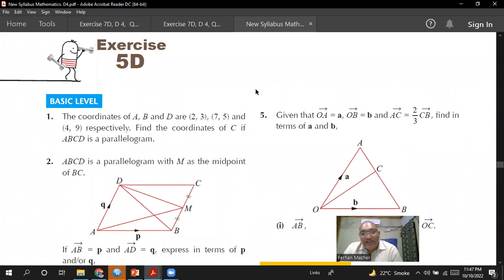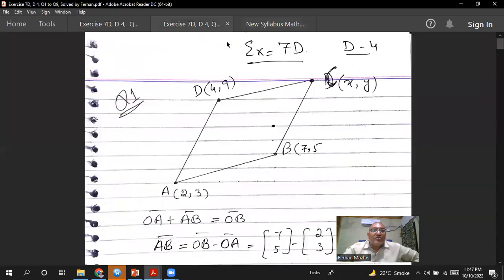So 7D, or you can say 5D. The coordinates of the points A, B, and D are A is (2, 3), B is (7, 5), and D is (4, 9) respectively. Find the coordinates of C if ABCD is a parallelogram. The coordinates are given, so I have drawn this diagram roughly on a grid. You can see point A, point B, point C, and point D.